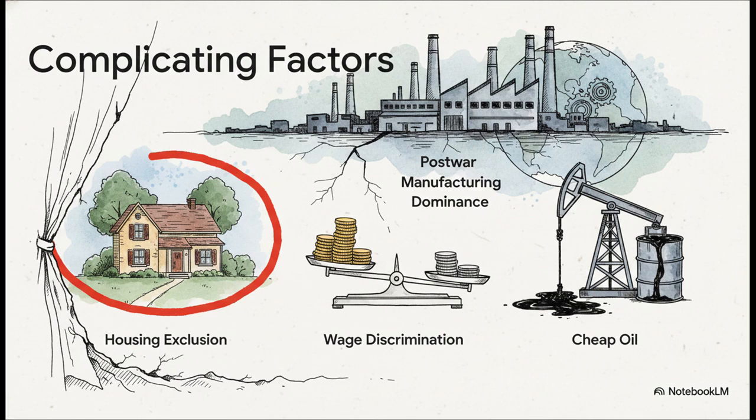Because this era was absolutely not a golden age for everyone. Black Americans were systematically excluded from those GI Bill benefits and union protections. Women faced rampant wage discrimination. Plus, we have to remember the U.S. benefited from some incredibly unique post-war conditions, like total global manufacturing dominance and exceptionally cheap oil. Those things had nothing to do with tax policy, right? So that's a major complicating factor when we analyze the data.